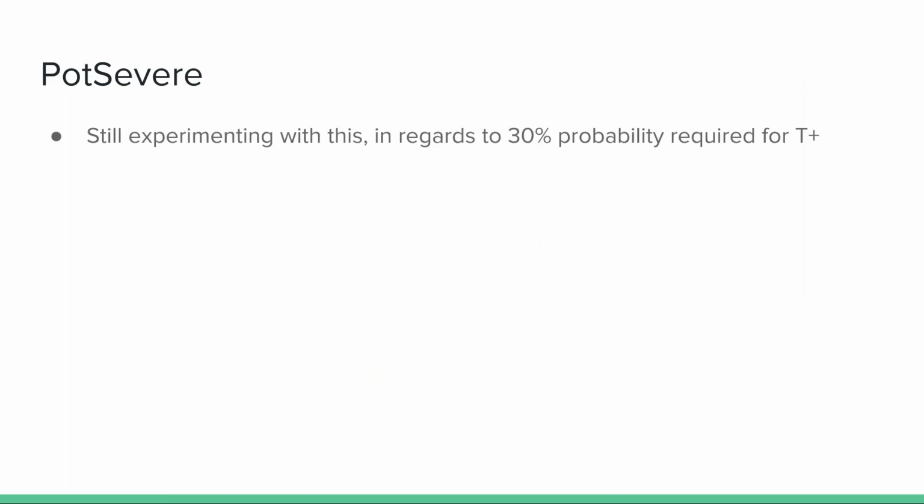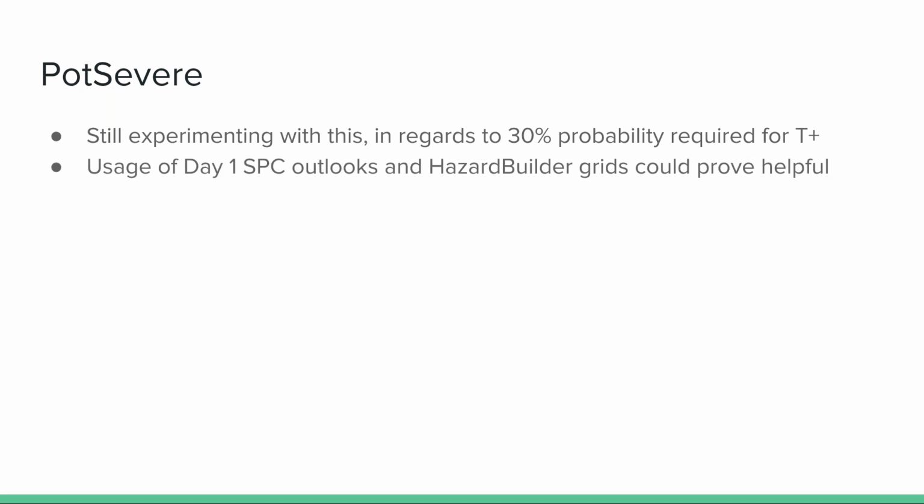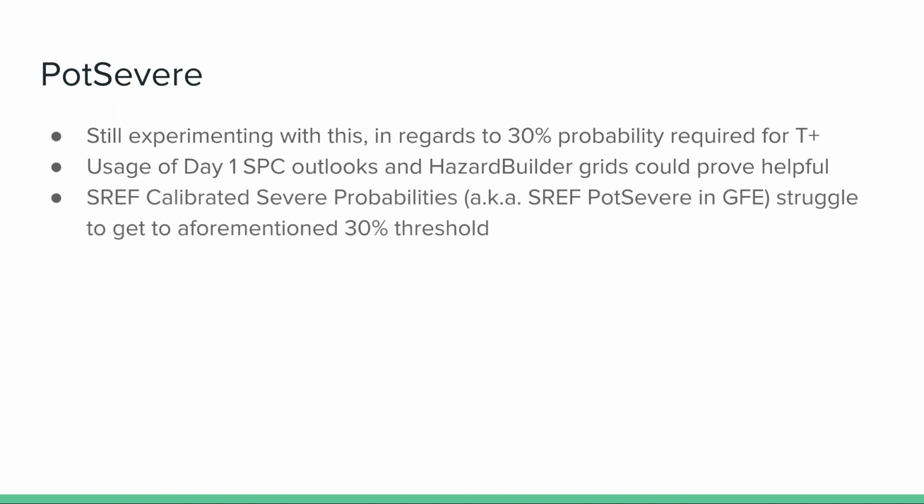There's also the probability of severe. This is still something that's being experimented with, especially that 30% probability that's required for T+. You can utilize day one SPC outlooks as well as Hazbell grids, because those automatically include the day one SPC outlook to help delineate areas of severe. There is SREF calibrated severe probabilities. You see those in the non-precipitation type step of ForecastBuilder, but they struggle to get to that 30% threshold.